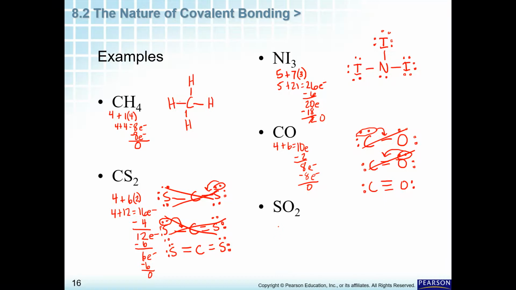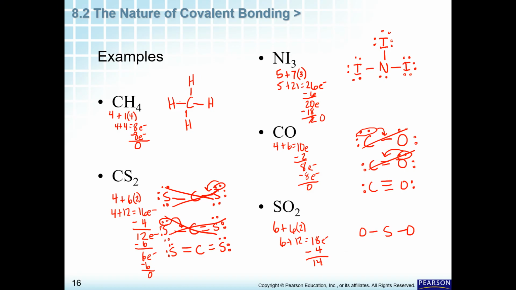And then our last example, sulfur dioxide. Sulfur can donate 6. Oxygen can donate 6, but there's 2 of them. So 6 plus 12, I get 18 electrons I'm allowed to use. Sulfur is going to go in the middle because it's listed first, unless it's carbon, which I don't have any carbon. And so I need to bond these with 2 oxygens. I used 4 electrons here, which gave me down to 14.